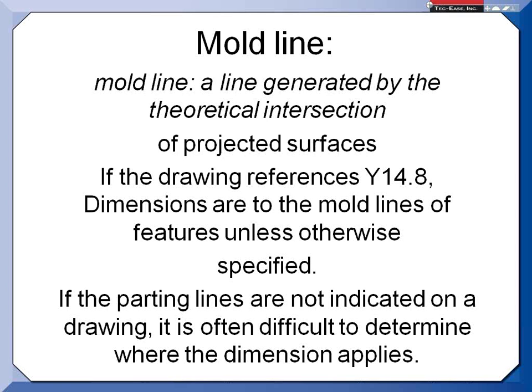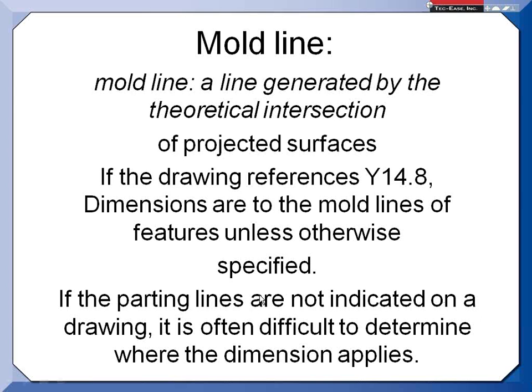Some companies, when they write sheet metal specs, will say where the surfaces project, because you have a bend radius in there. But if you project those surfaces to an intersection, they call that the mold line, which I found kind of interesting. So if the drawing references Y14.8, Y14.8 says that your dimensions apply at the mold line of features unless otherwise specified. So that is a default rule in 14.8 if you reference it.